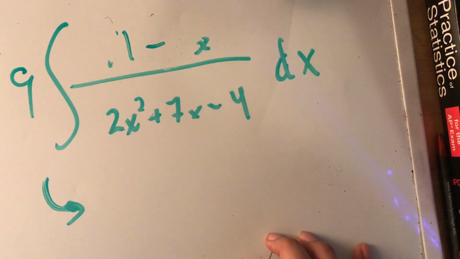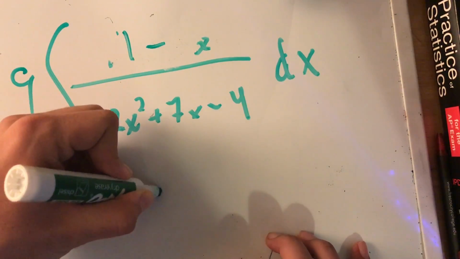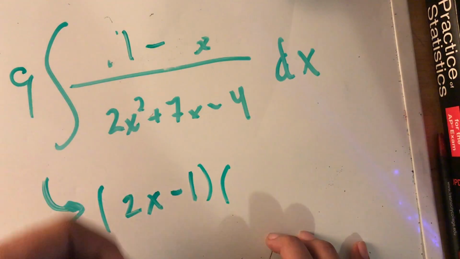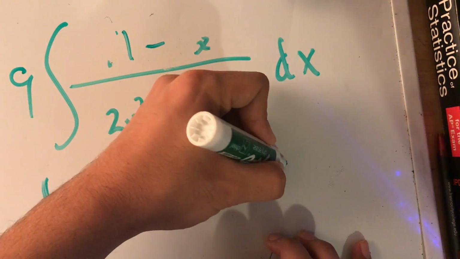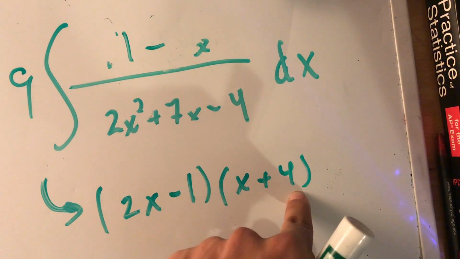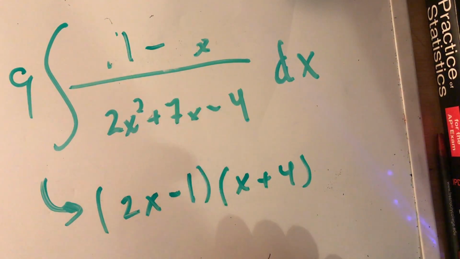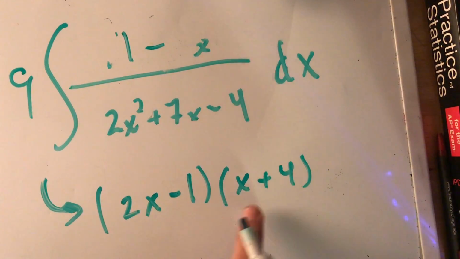What's it going to be? I'm going to say this is going to be 2x minus 1 times x plus 4. Negative 1 times 4 is negative 4. 2 times 4 is 8x. Negative 1 times x is negative x. So 8 minus 1 is 7, and that gives us the value 7 there, and then 2x times x is 2x squared. Cool. So we have this split up, and we have these two factors.